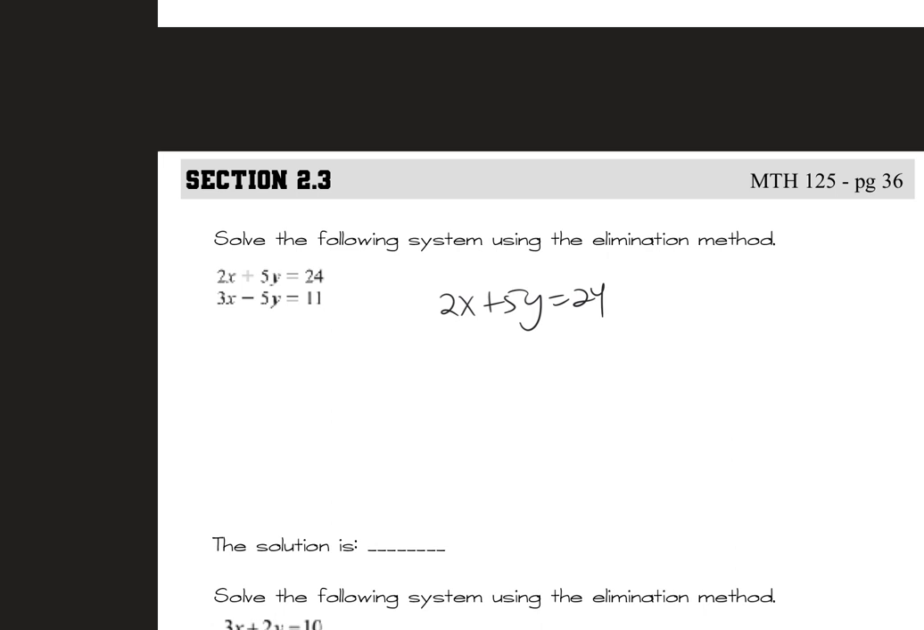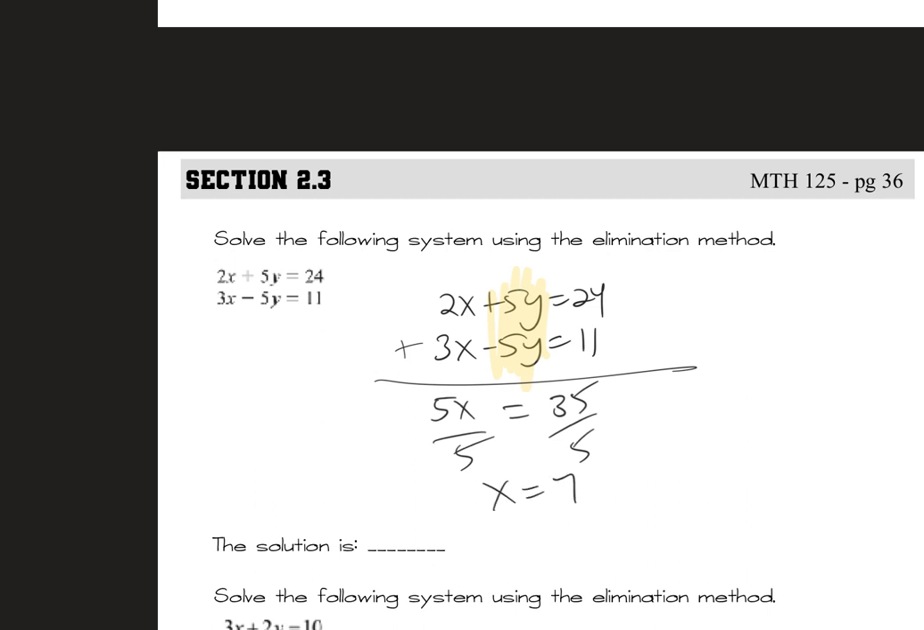So here's this one. And I don't have to do any manipulating because if you look here, if I'm going to go ahead and combine these, I naturally am going to be able to cancel out that y variable. 2x plus 3x is 5x, and then positive 5x and negative 5x cancel each other out, and this is 35, and I can divide both sides by 5 and figure out that x is 7.